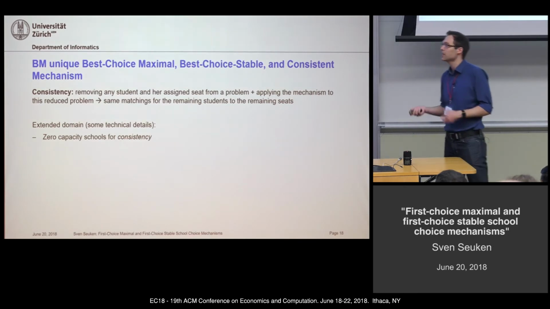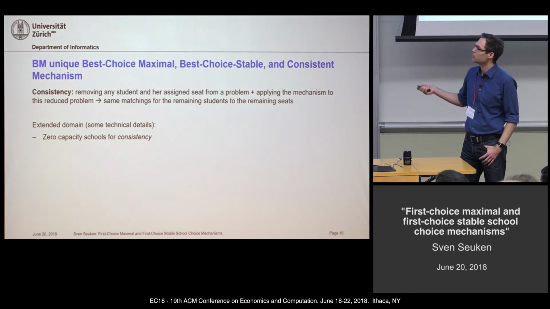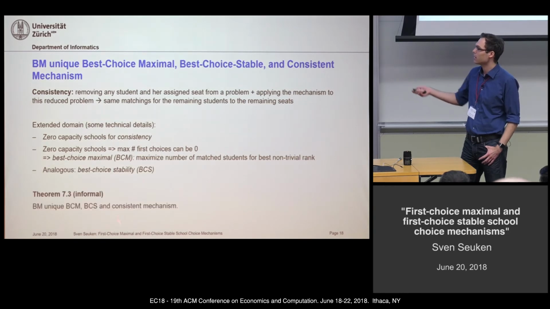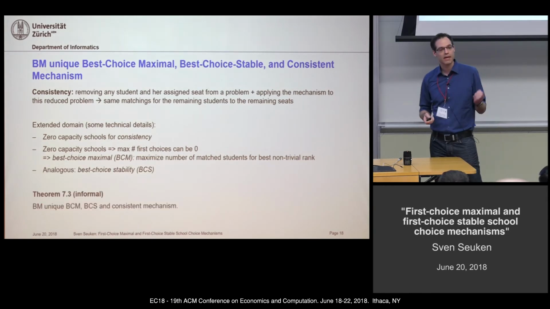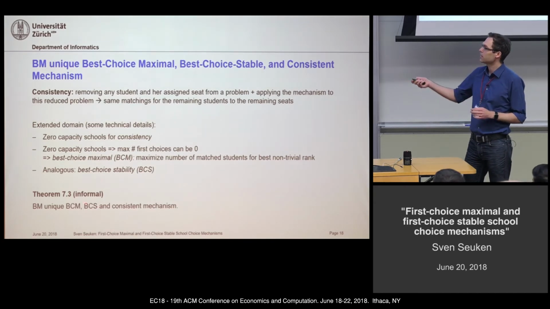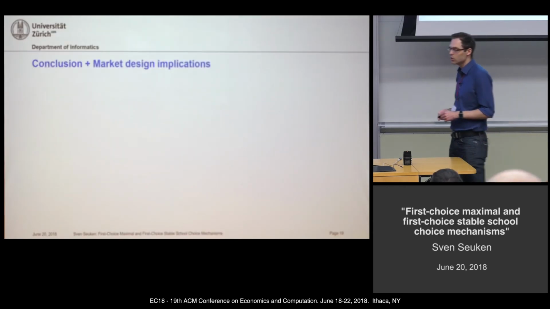And then to now prove what happens if you add consistency to the setting, you need some technical details. You need to also allow for zero capacity for the schools. And we need to extend first choice maximality to best choice maximality and best choice stability. And then our theorem says that the Boston mechanism is actually the only mechanism that satisfies consistency, best choice maximality, and best choice stability. Okay. With that, let me conclude.